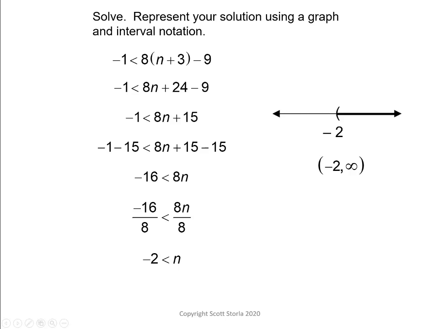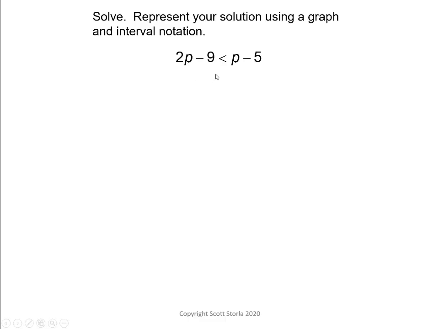Now let's continue solving linear inequalities. Here our variable is on both sides of the inequality. Now in a case like this, I would recommend following the procedure I use with linear equations and having the single variable term on the side with the greater coefficient.